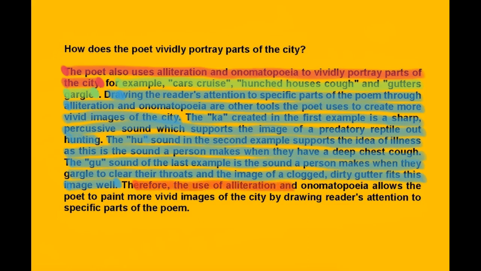And then we come to the final part of the paragraph, which is the link. Therefore, the use of alliteration and onomatopoeia allows the poet to paint more vivid images of the city by drawing the reader's attention to specific parts of the poem. Okay, and again, look how much bigger the explaining and elaborating of the examples is in this paragraph. So you're beginning to see the pattern now of how your answers should look to score the highest marks.